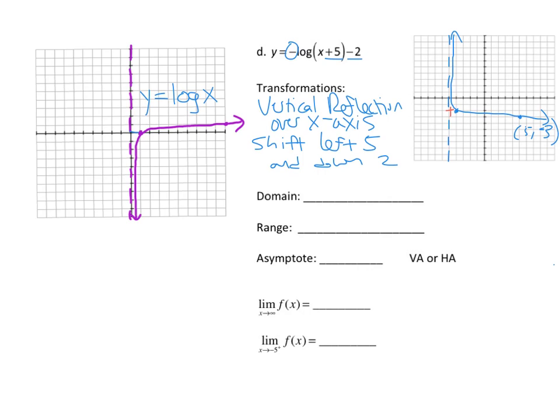So it flipped vertically. The domain of this function is now negative 5 to infinity. The range is negative infinity to infinity for all log graphs. The asymptote for logs are always vertical, and it's x equals negative 5. The limit as x approaches infinity: as we head out to the right on this graph, the graph is decreasing, so the limit as x approaches infinity is negative infinity. And the limit as x approaches negative 5 from the right side, up here it's shooting up to infinity.